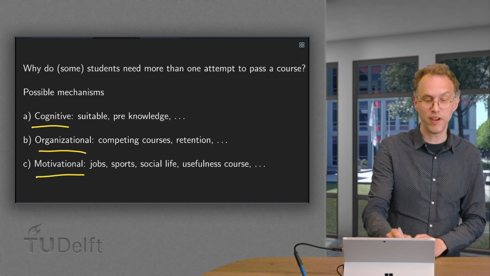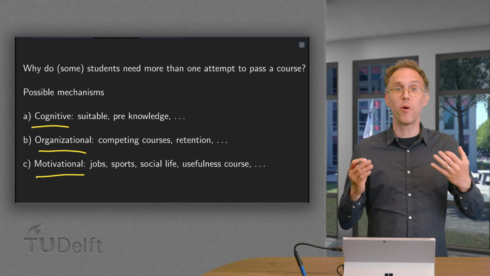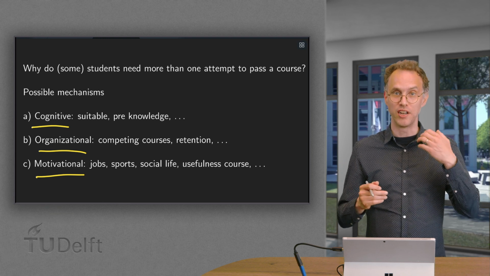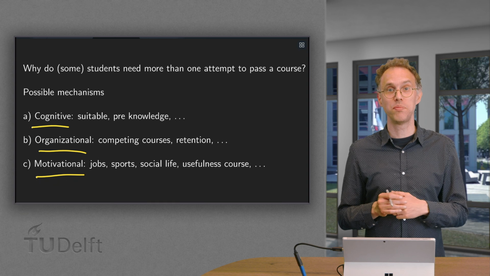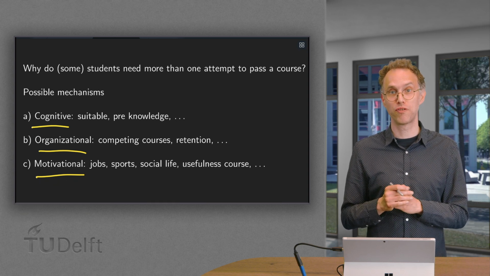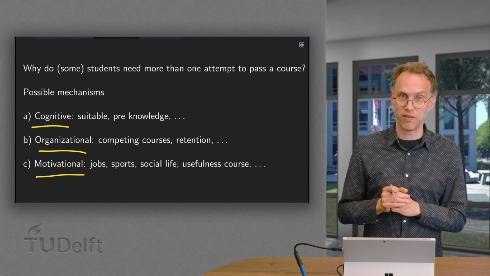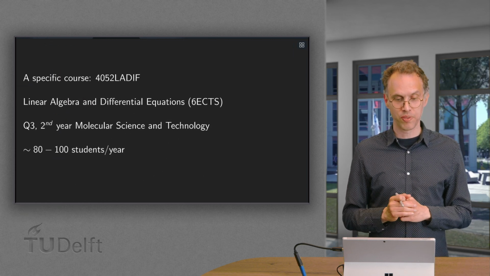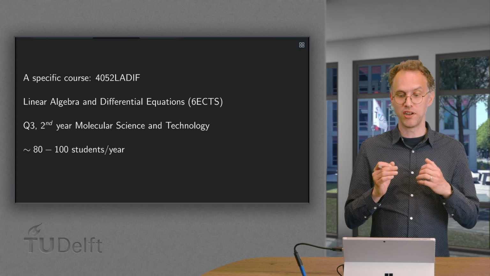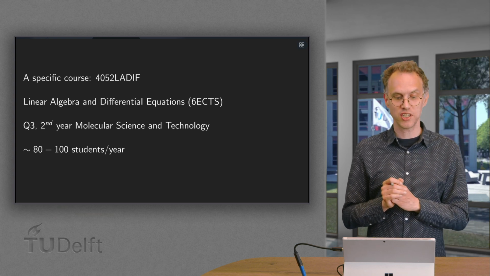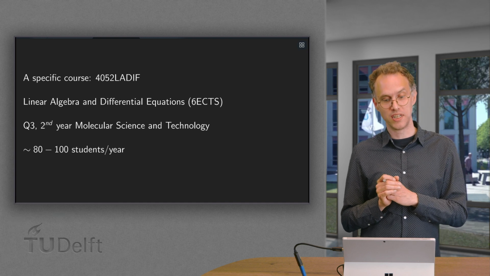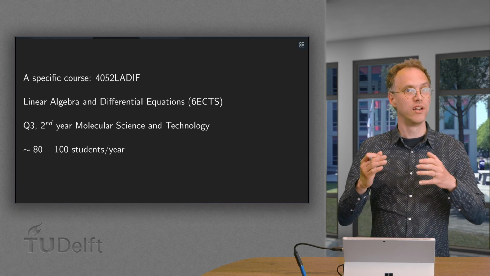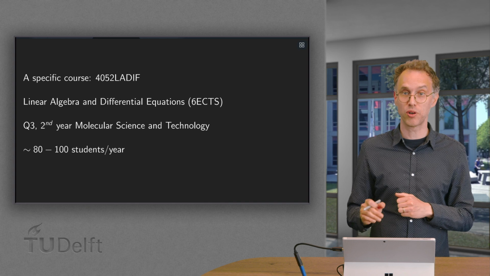And thirdly, motivational mechanisms. They may have more important things to do than following a course, like a job on the side, sports, their social life. Maybe they're not motivated because they doubt the usefulness of the course for them, and there could be many more motivational mechanisms. Well, now we have to narrow it down. We first focus on one course, a specific course, which will be a course in linear algebra and differential equations, 6 ECTS, taught in the third quarter of the second year of molecular science and technology, with about 80 to 100 students a year, just to give an idea of the type of course we are talking about.